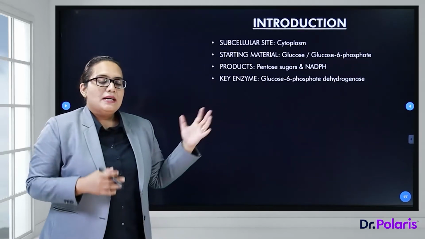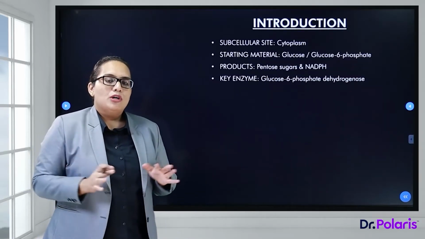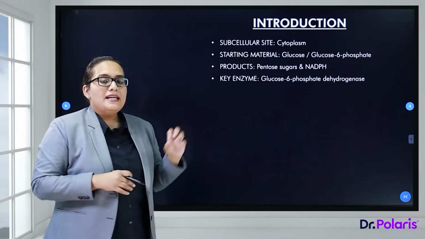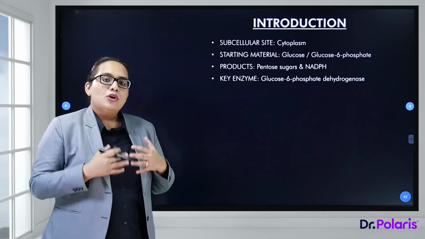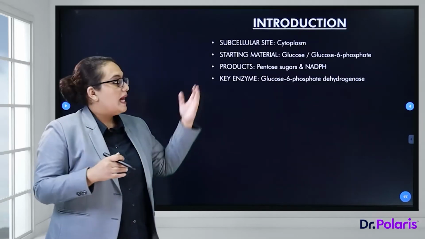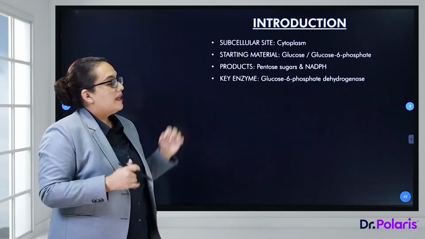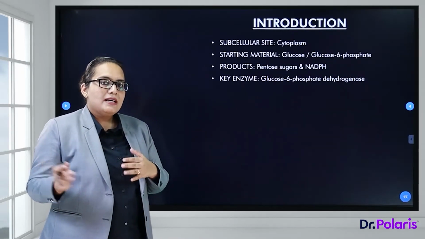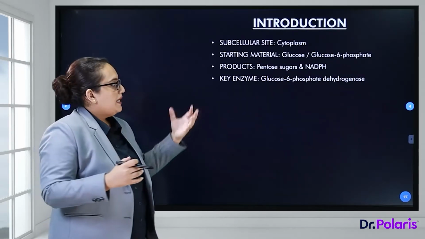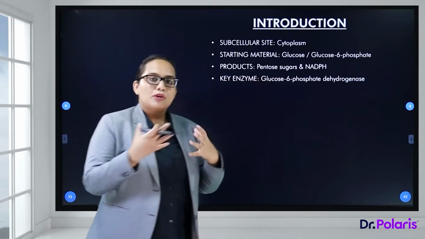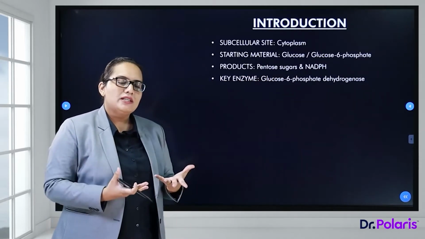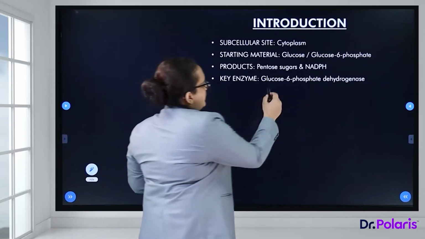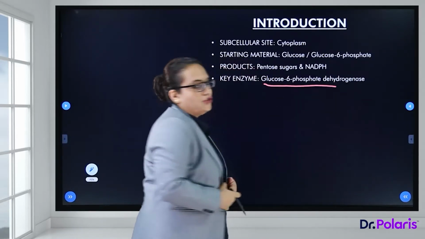So now we'll come to the subcellular site. So we know what are the important tissues or organs where the pathway operates. The subcellular site is mainly the cytoplasm because the enzymes involved in the pathway are present in the cytoplasm. The starting material could be glucose or glucose 6-phosphate, and then the end product is mainly the two most important products of the pathway, which is pentose sugar and NADPH. And the key enzyme is glucose 6-phosphate dehydrogenase.